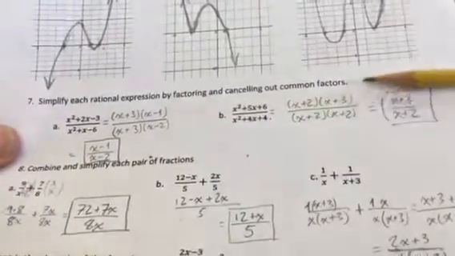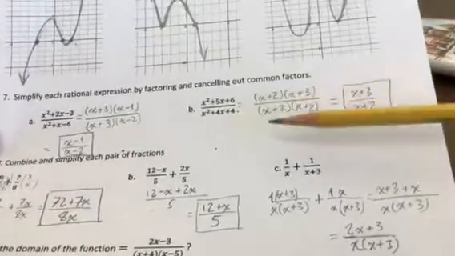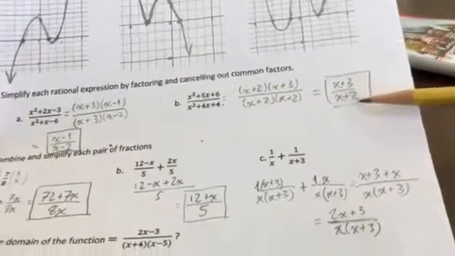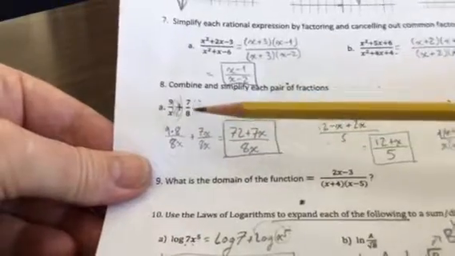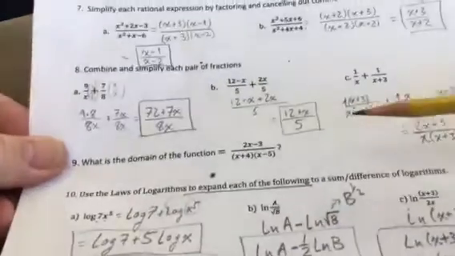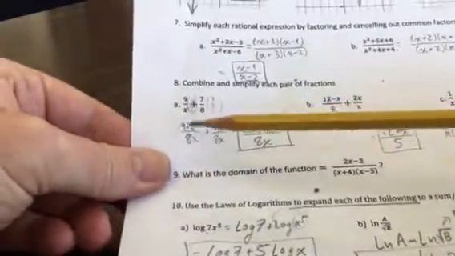This one, when you factor it out, the x plus 2's cancel out, and you have x plus 3 over x plus 2. Okay? Next group of problems is about adding fractions. Okay, and so you must have a common denominator to add fractions together, or subtract fractions. Oh, I don't have one of those.